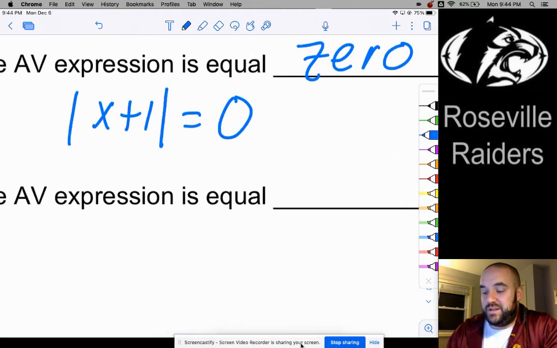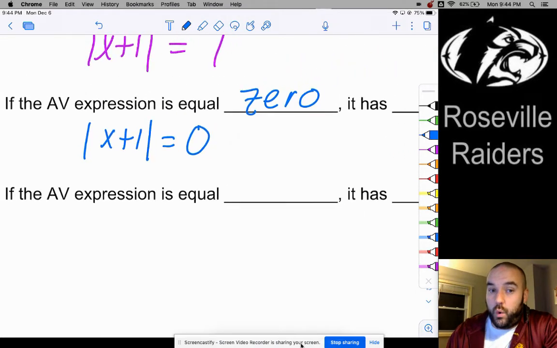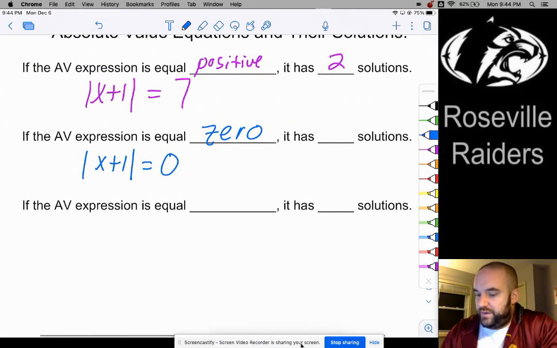What would x have to be in order to make that a true statement? Well, in this case, the only way that I could get the absolute value of x plus 1 to equal 0 is if x was the number negative 1. And there's no other solution for that problem. There's no other number that would work for that. So in this case, if the absolute value is equal to 0, you will have exactly one solution.